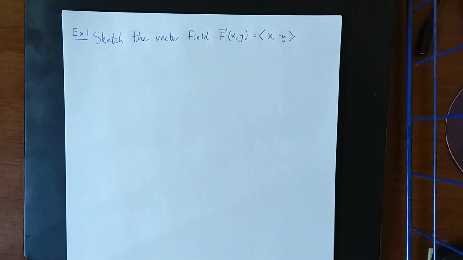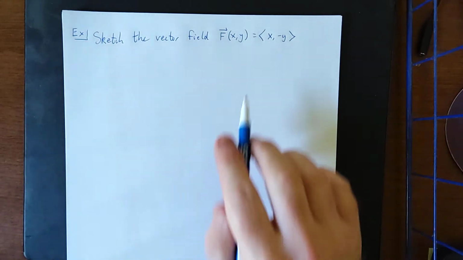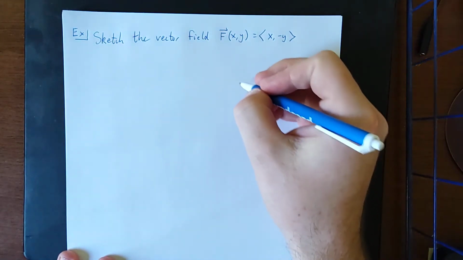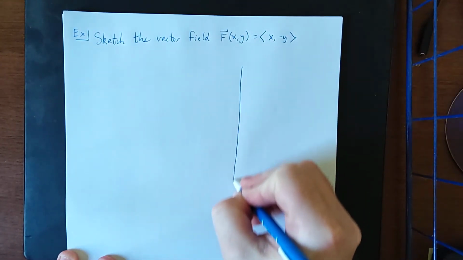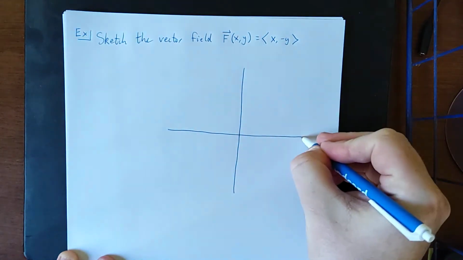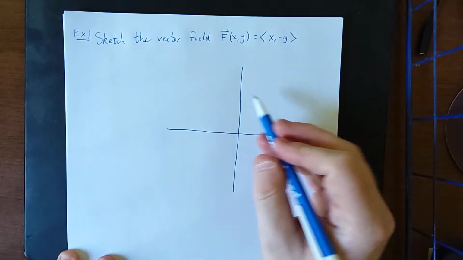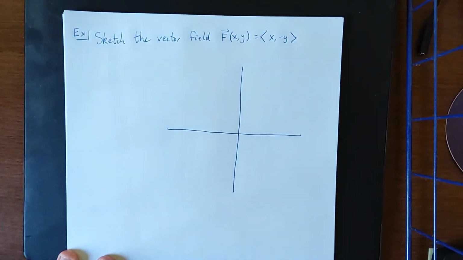For our preliminary example in this section, I would like to sketch the vector field F(x, y) equals the vector x, negative y. Now, when it comes to sketching a vector field such as this one, usually getting a good idea of what's going on at the origin, on each axis, and within each of the quadrants is going to be advisable.